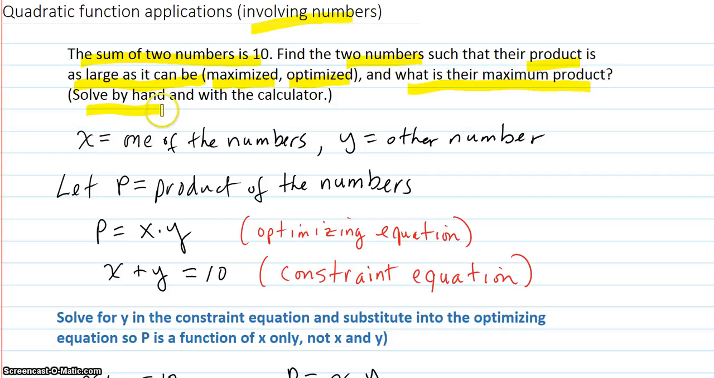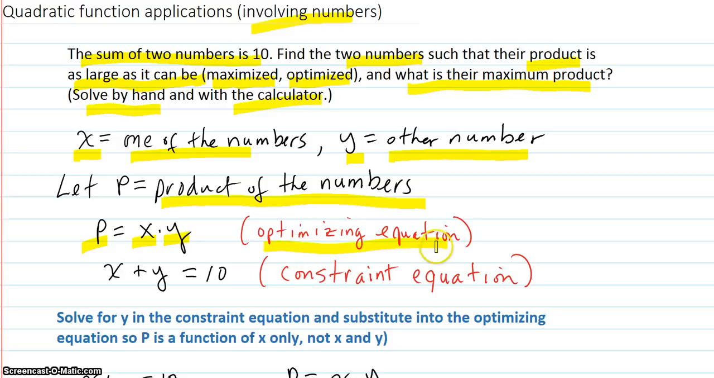We're supposed to solve it by hand and with the calculator. So first we have to set it up in either case. X is one of the numbers, Y is the other number, P is the product of the numbers. You don't have to call it P, but that's a nice letter for product. So P is the product of the numbers, so P equals X times Y. That's called the optimizing equation.